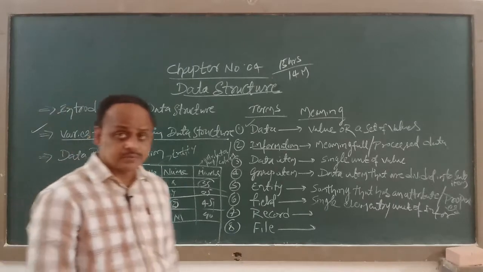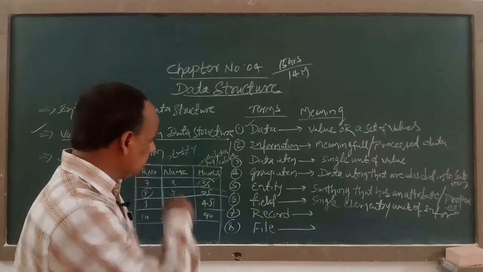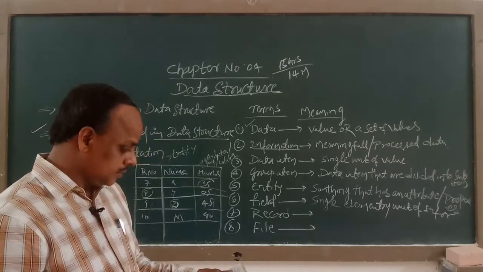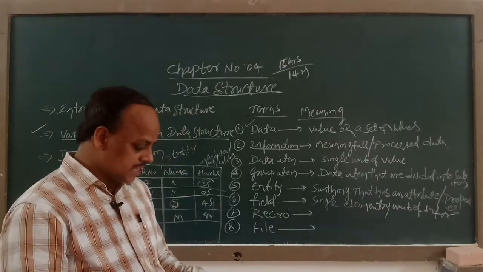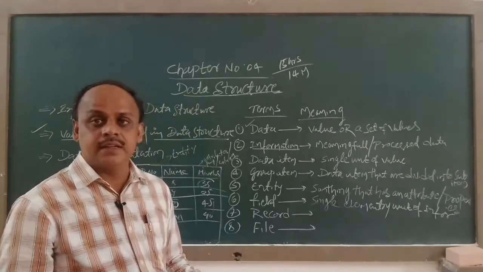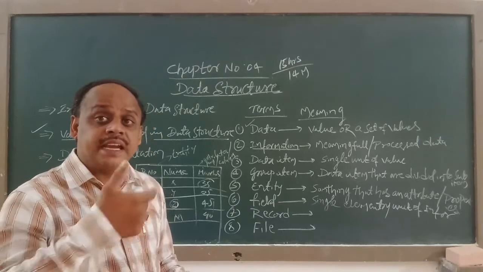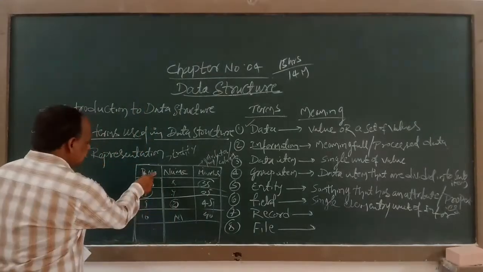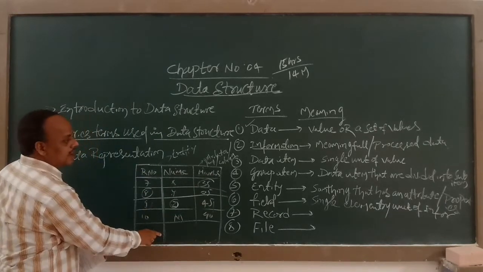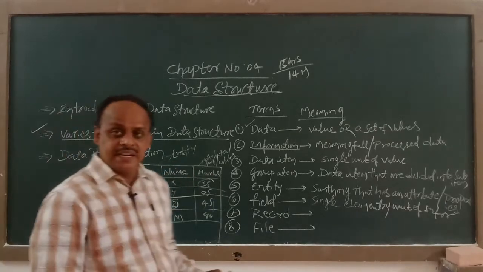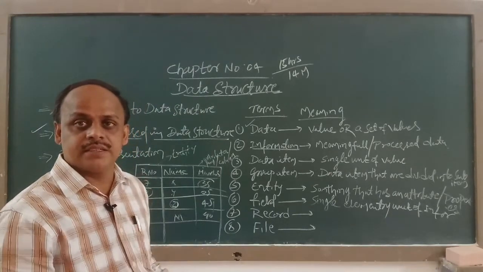So a single elementary unit of information representing an attribute of an entity is called a field. Representing an attribute means these are the attributes, these are the columns. This particular attribute is called a field. Column is considered as a field, right?